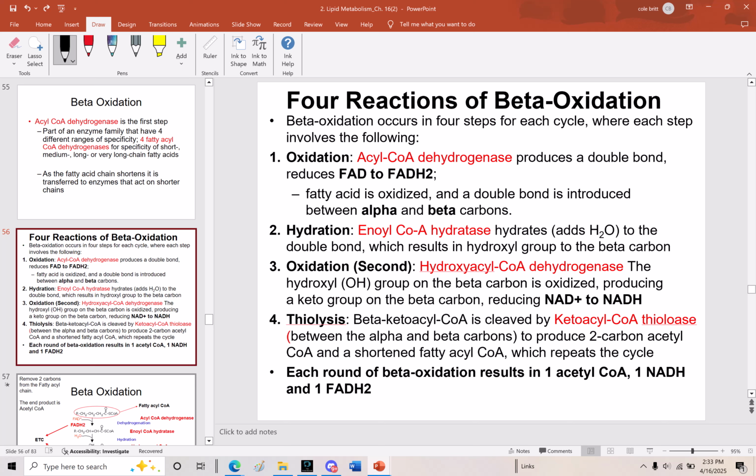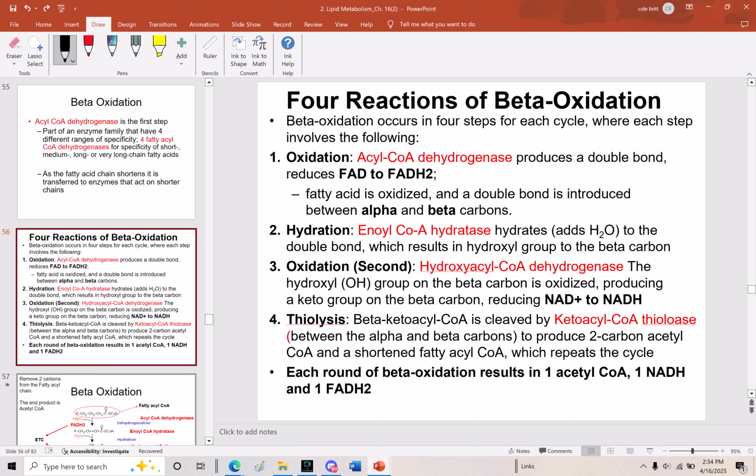Technically, the name is ketoacyl-CoA thiolase. That's the final step, and it makes the acetyl-CoA. And so each round of beta oxidation results in 1 acetyl-CoA, 1 NADH, and 1 FADH2. And you already know what we do with those.